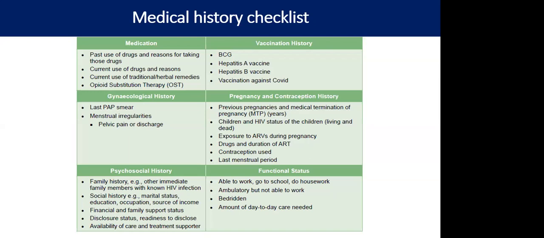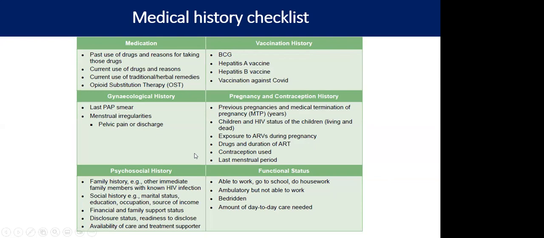So continuing with the medical history checklist, it is a long list. Medications, past use of drugs and reasons for taking those drugs, current use of drugs and reasons, current use of traditional or herbal remedies, opioid substitution therapy for people who inject drugs. They are often for harm reduction. They are taken into OST for opioid substitution.